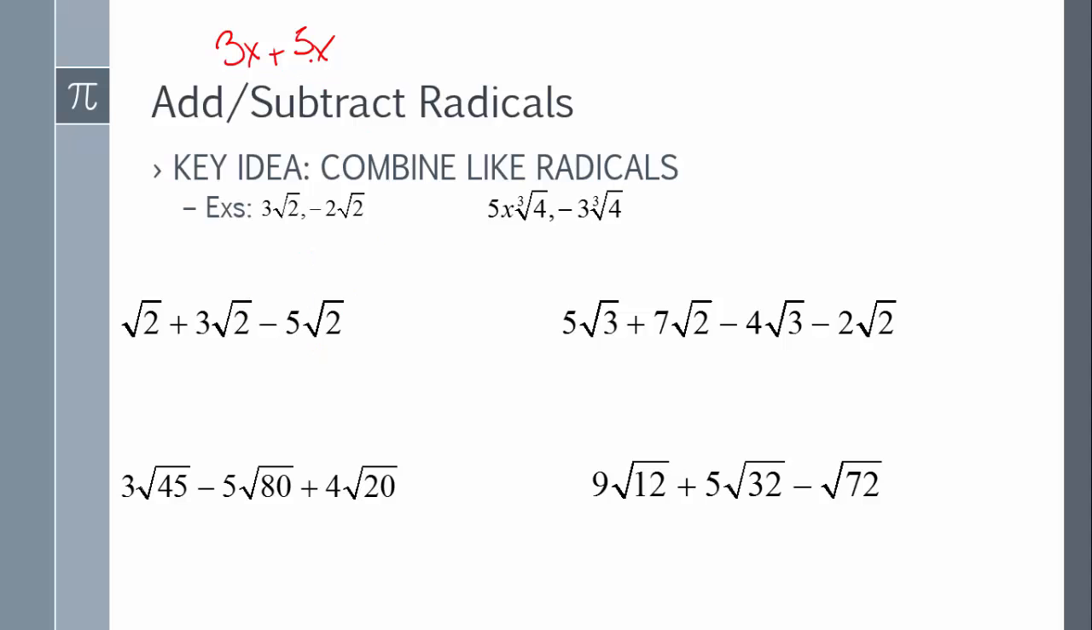Remember, when we add two expressions that contain variables, we combine like terms. So for the problem that I just posed here, we'd get 8x. We wouldn't do anything with the x's. We wouldn't make it x squared. We wouldn't touch them. We'd only add the numbers in front.